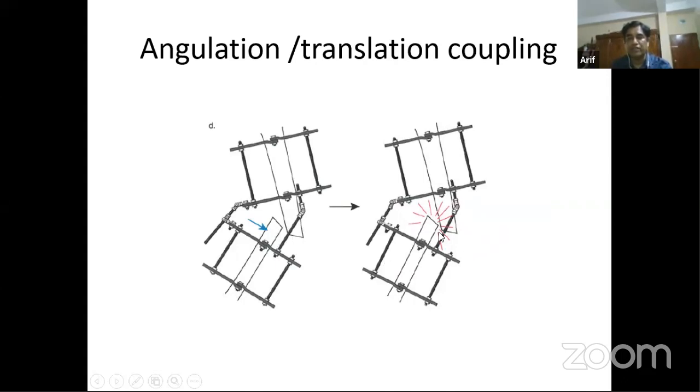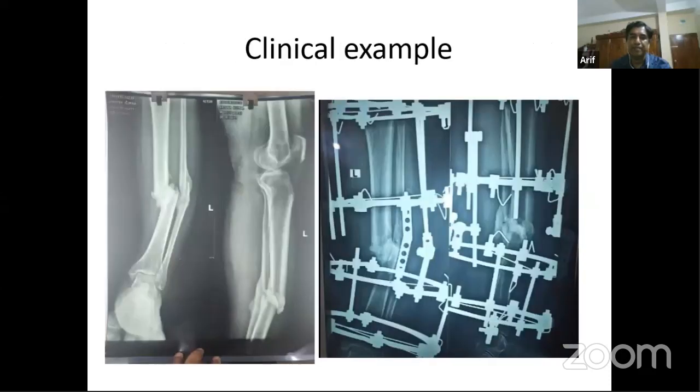And this thing I already told you, that when there is an angulation and translation issue, if you try to correct the angulation first, then it will get stuck. I am just sharing some clinical experience where angulation and translation coupling prevents you from correcting the translation of a particular bone deformity. Here, this patient came with this type of translation, also angulation and overriding, and it is an oblique plane angulation translation deformity.